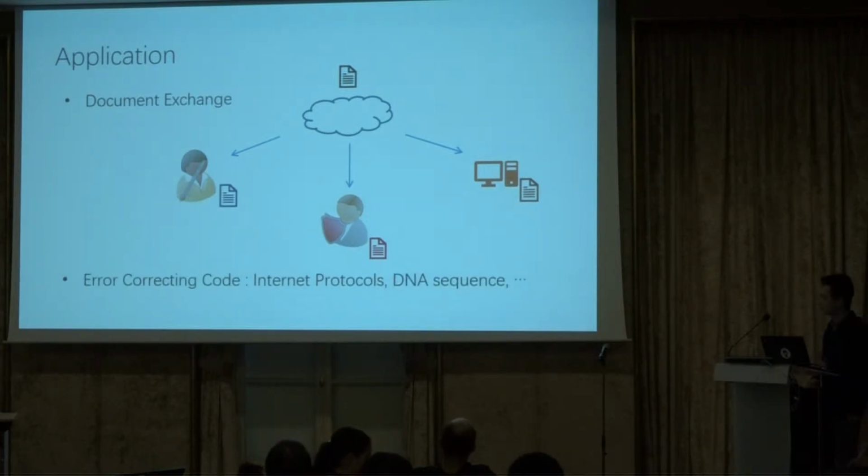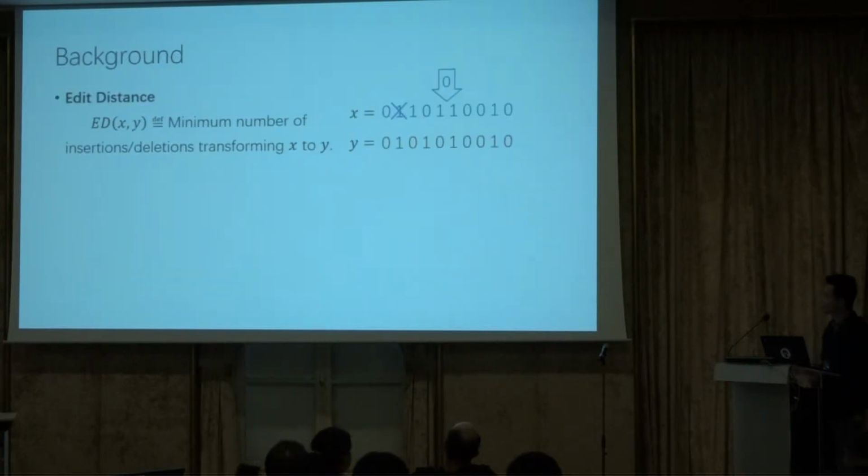There are also many other applications of the second problem, the error correcting code, in internet protocols and DNA sequences. In this work, we care about a special kind of metric, which is the edit distance. Given two binary strings x and y, the edit distance between them is defined as the minimum number of insertions or deletions transforming x into y. For the example on the right-hand side, the edit distance between these two strings is 2.